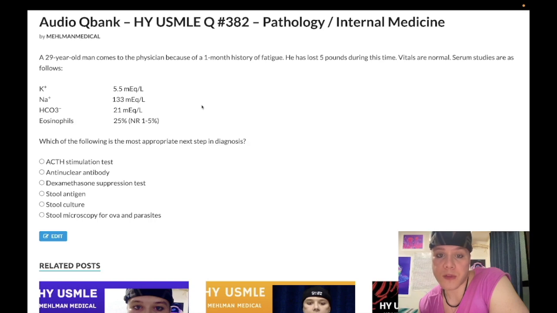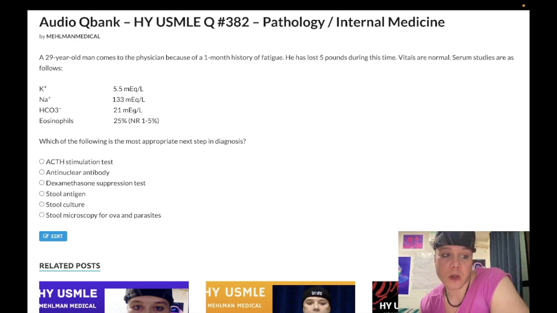29-year-old man, 1 month history of fatigue. He's lost 5 pounds during this time. Vitals are normal. Serum studies are as follows. Now look, you'll have the normal ranges available to you on the labs on the exam. You have to take your fucking training wheels off. These are hyper basic. Okay, you're gonna be a doctor. Learn your fucking lab values. Stop crying. So your potassium should be 3.5 to 5. It's elevated here at 5.5. You've got a sodium that's low at 133. Should be 135 to 145. Bicarb is low at 21, should be 22 to 28.